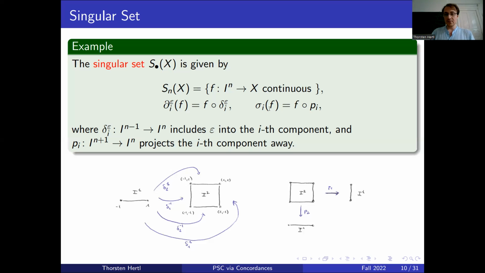Besides the face maps, we also have the degeneracies. What they do is they interpret a singular n-cube as a singular n plus 1 cube by extending our singular n-cube constantly into the additional direction. These maps satisfy certain commutation relations coming from cubical geometry.